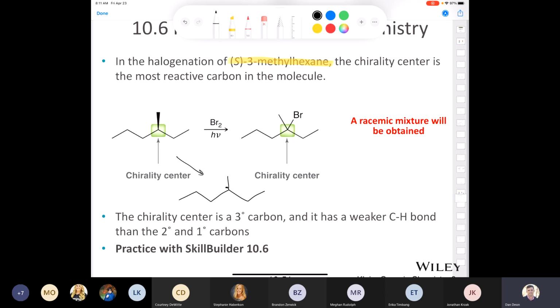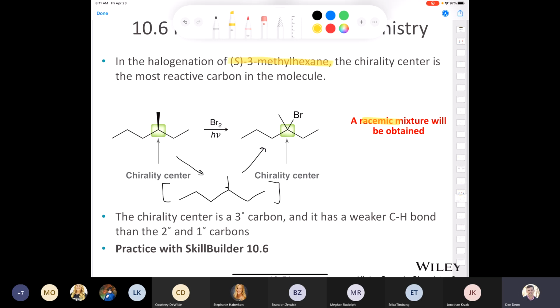That's going to end up forming this intermediate, okay? And you can see that the chirality is destroyed, right? This is not a chiral molecule because this is trigonal planar. And then after the halogen abstraction occurs, we end up with a 50-50 mixture. We end up with a racemic mixture. Now, the chirality center is at that tertiary carbon. It's got the weakest carbon-hydrogen bond, weaker than the secondary and primary carbon.